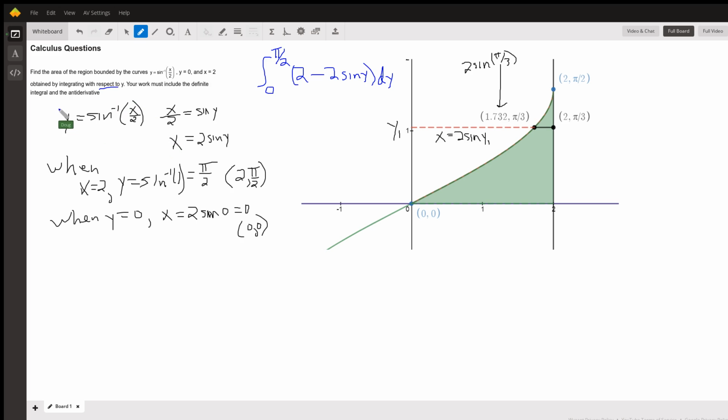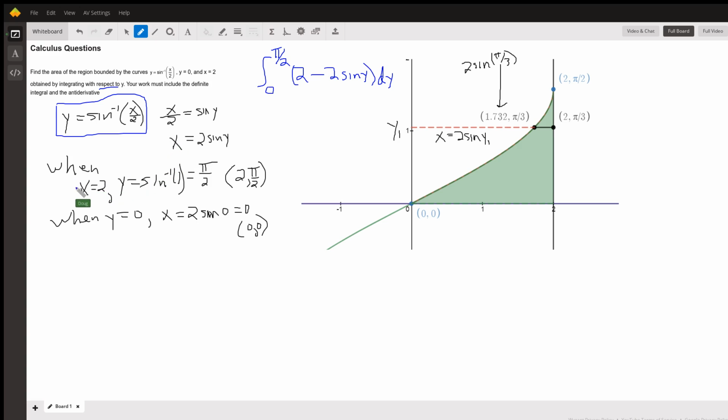So we might as well solve this function for x, which I've done over here. If y equals the inverse sine of x over 2, or if y equals the angle that has a sine of x over 2, if I take the sine of both sides, then x over 2 equals the sine of y. So x equals 2 sine y.